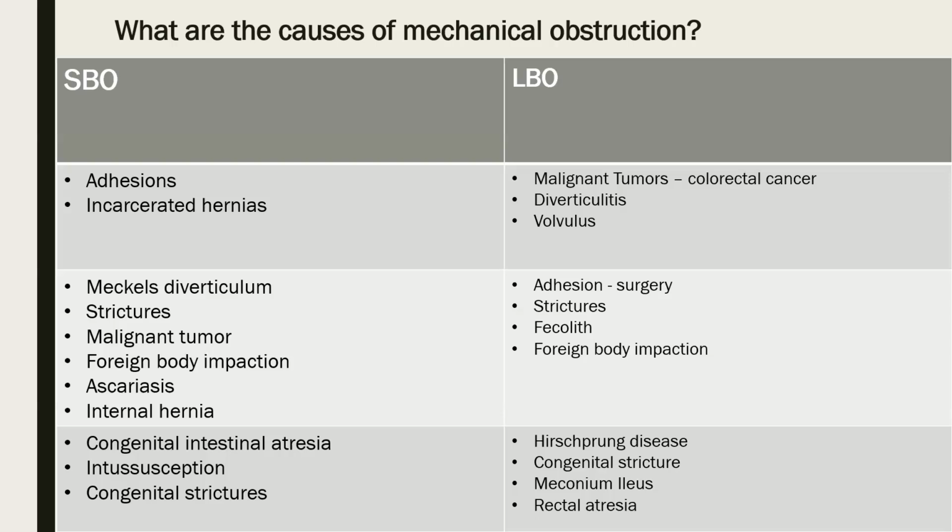Fecalith is when the feces is so hard that it forms a hard ball and obstructs the lumen. And then you can have, again, foreign body impaction. When it comes to children, we can have Hirschsprung disease, an aganglionic megacolon. Essentially, the neural crest cells do not descend all the way, and you have a portion of the large bowel that does not have nerves.